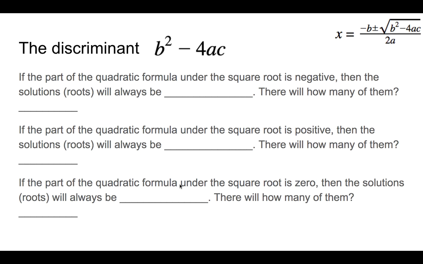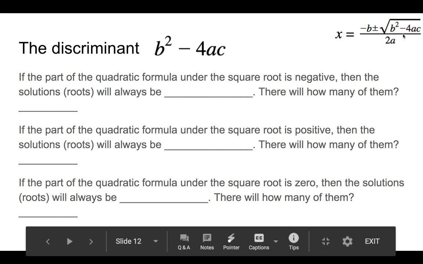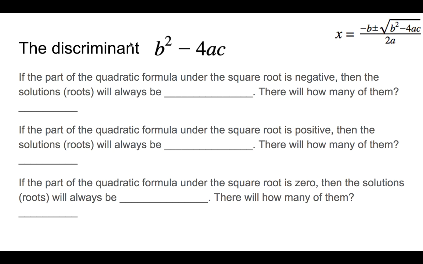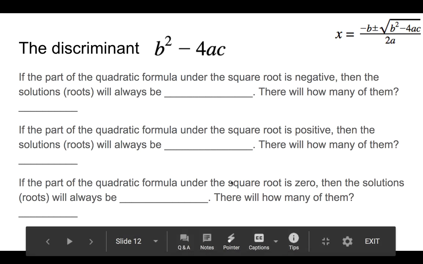What we found here is this part under the radical is called the discriminant because it discriminates, and discrimination is not always a bad thing. In this particular case, the discriminant is telling us what kind of roots, what kind of solutions we're going to have. When it's negative, we get two imaginary answers. When it's positive, we get two real ones. And when it's 0, we get one real answer. So see if you can go ahead and answer this page, and then we'll take a look at the answers on the next slide.